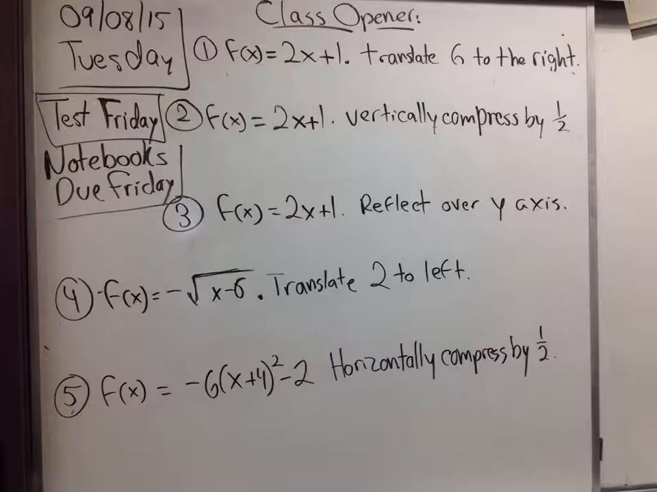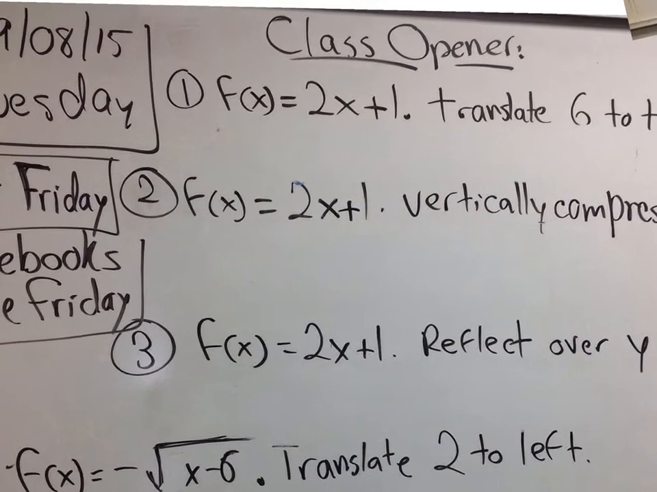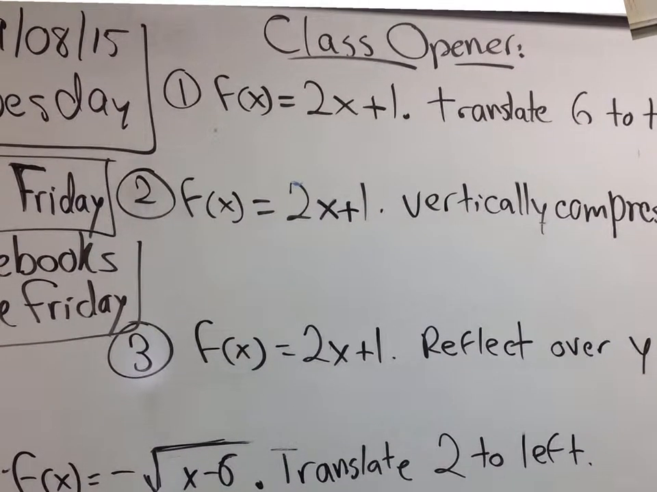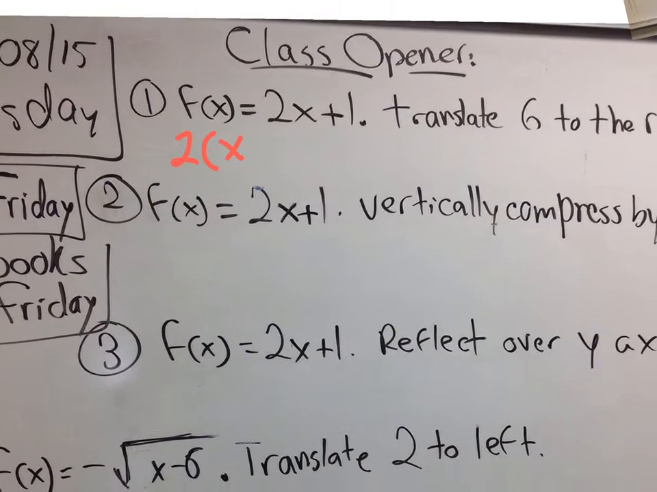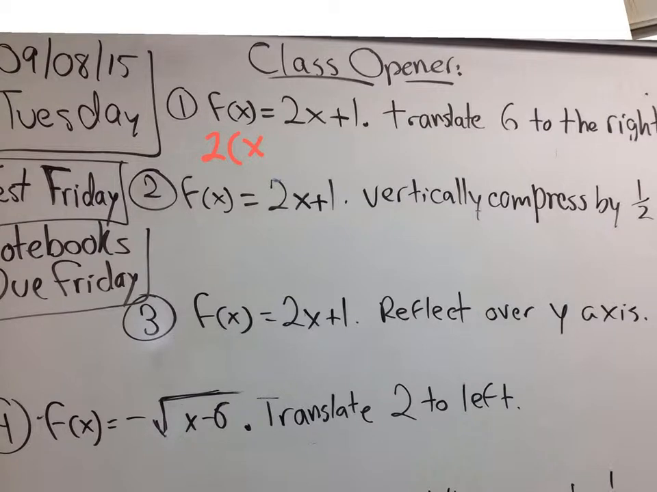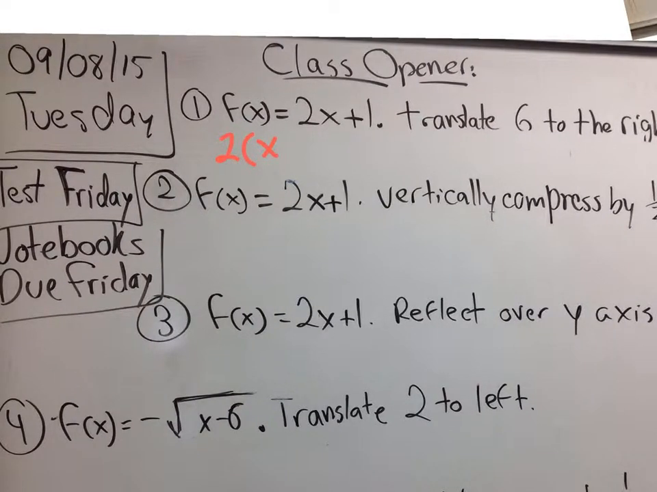So, going back to number one, we have the general form, and the general form is 2 parentheses x minus h. The minus h is, we're translating, what is it again? We're translating 6 to the right. So we know that it's actually going to go in as a minus 6. And the plus k is plus 1.